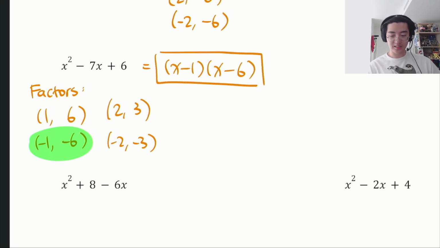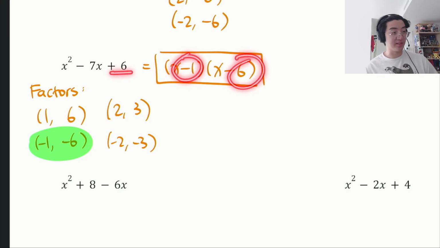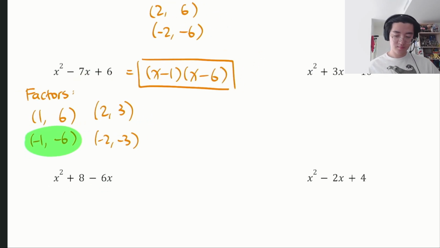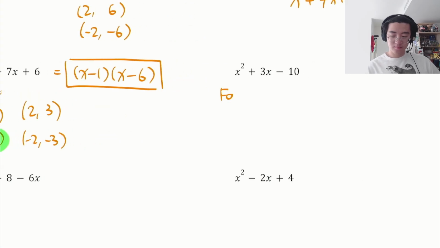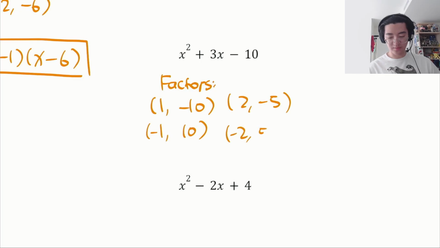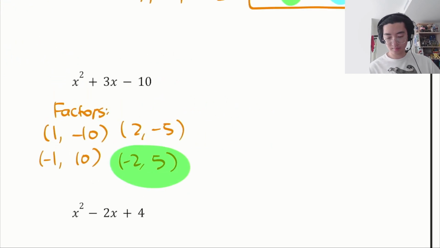Right, you can always double check. -1 times -6 is +6. -1 plus -6 is -7. Okay, how about negative? Right, so we have 1 and -10, or -1 and 10, 2 and -5, -2 and 5. Right, so just gotta be careful here always about adding with negatives. x minus 2 and x plus 5.